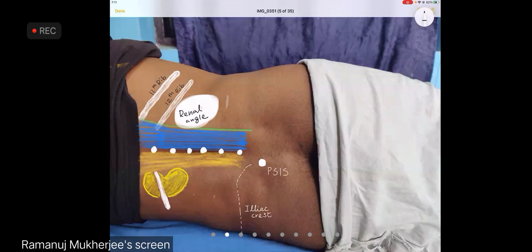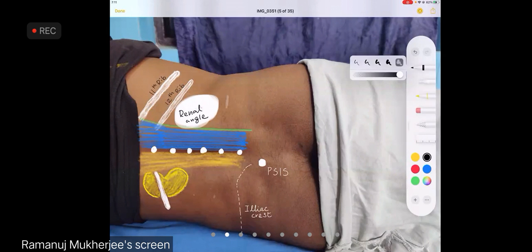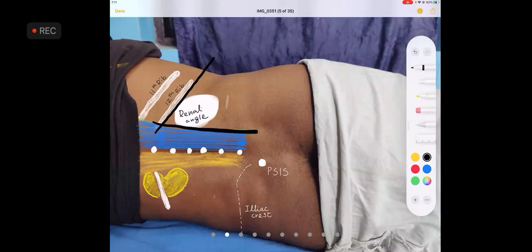Can you see the screen? That means it is made by two important structures. One, the lower border of the 12th rib, and what is this muscle, sir? The erector spinae. Now, normally this is a flat angle.